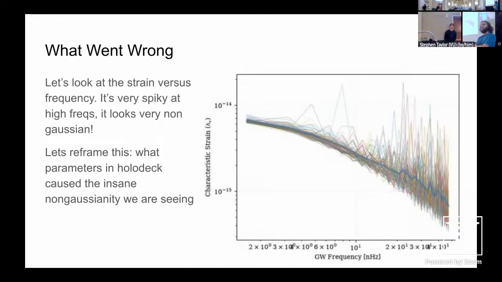So we really shouldn't be expecting to get low numbers of excess kurtosis. We should be expecting to see something that is very non-Gaussian, because I look at this and that looks very non-Gaussian. So let's reframe our question. Instead of asking what went wrong, why doesn't our stuff match Will's? Well, we used different things than Will did. We used completely different software packages with a lot of differences. So what about what we were doing in holodeck caused this insane non-Gaussianity that we're seeing here and in our excess kurtosis?